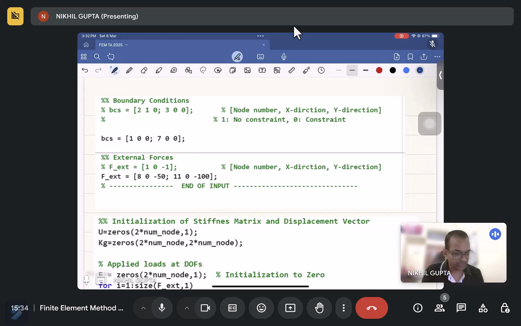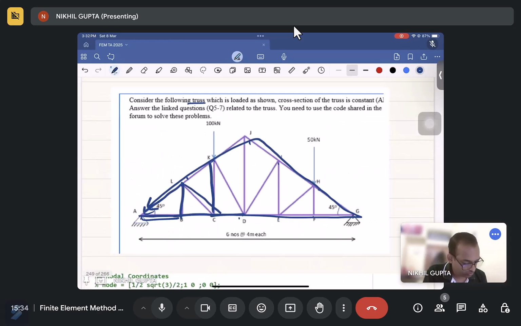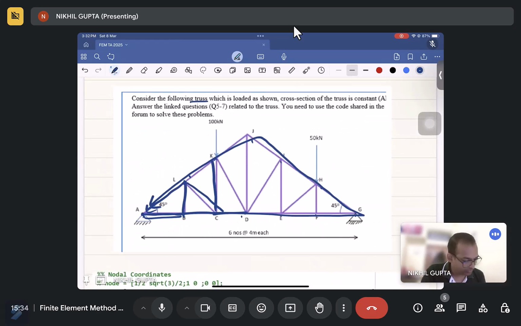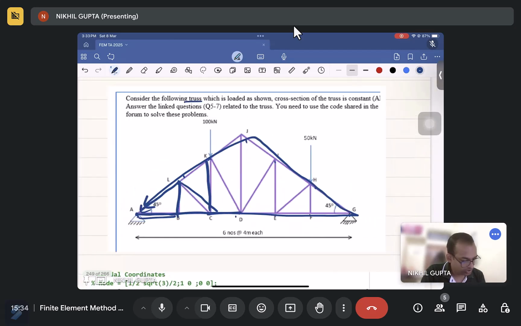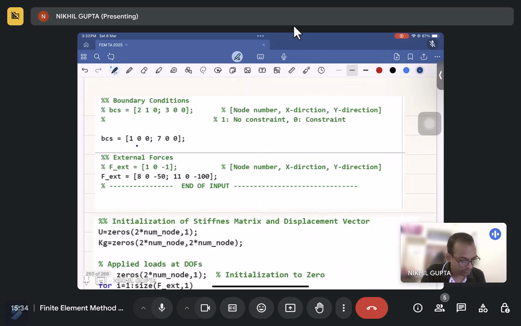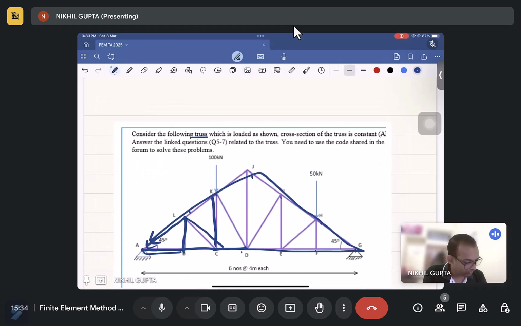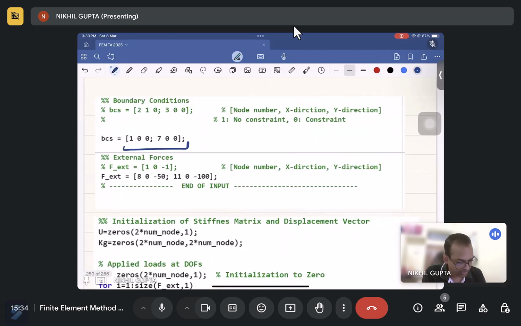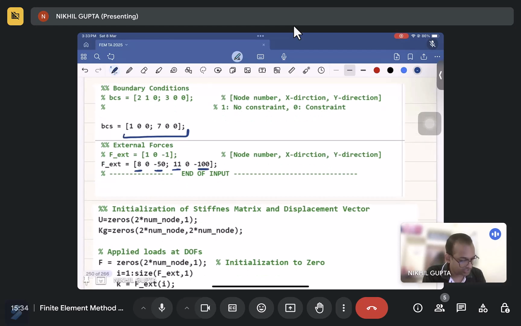Now the boundary conditions. Two boundary conditions are there, one at node 1 and one at node 7. Both are 0 0, meaning constrained. So I have mentioned 1 and 7 as 0 0. External forces are acting on the 8th and 9th nodes, which we have mentioned as minus 50 and minus 100. It is in the y direction, so the second column has been entered.